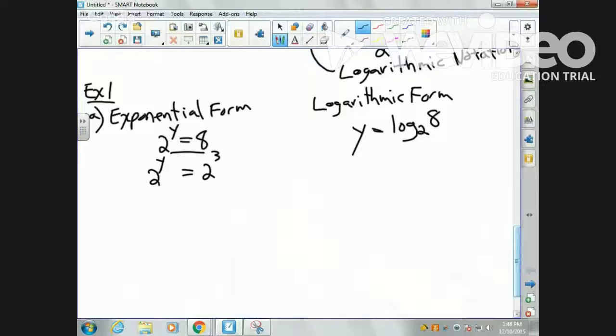So again, same sort of thing here. 2 to what exponent would give us 8 is really what this is saying. This is another way to write this, but having it written a different way. So 2 to what exponent would give us 8? Well, that means that y here would have to equal 3. Same reason that we had over on the left there. Is that okay? Awesome. So that's logarithmic form.